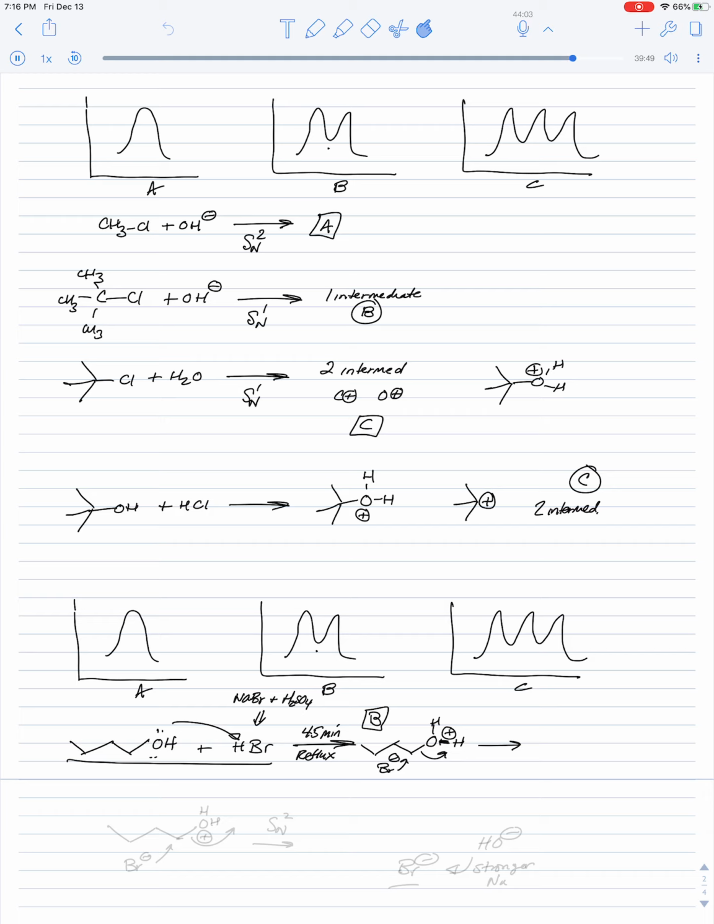So is this like an exception where you can have a primary carbocation? No, because what we're doing is we're protonating the OH group, but it is not leaving. Because if it left, you would get a primary carbocation. Instead, what we're saying is the Br minus is going to come in and kick it off. So it's still going to do SN2.